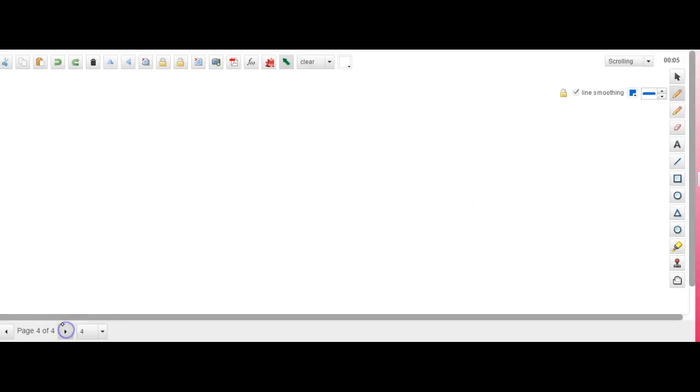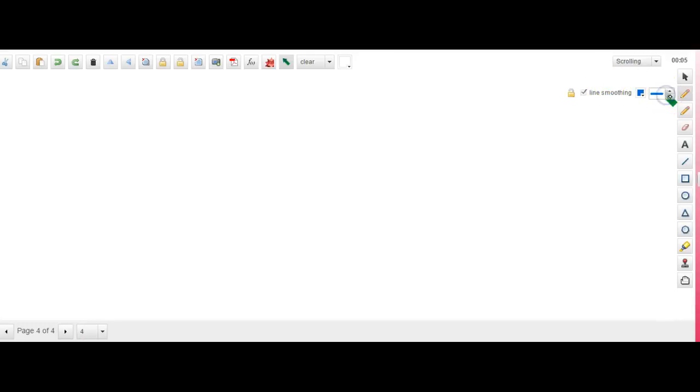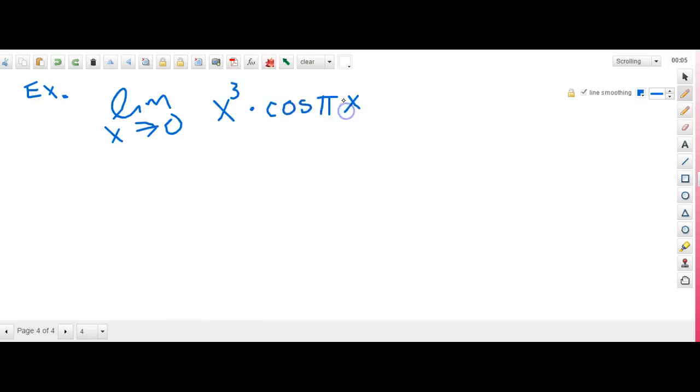Okay, so let's take a look at an example now of what we are going to do when we actually are applying the squeeze theorem. So let's say we want to find the limit as x approaches 0 of x cubed times cosine of pi x. So notice there's no number in front of cosine of pi x. That's not going to affect your amplitude. Like I said, in general, we're going to be just focusing on the -1 to 1 or the 0 to 1.